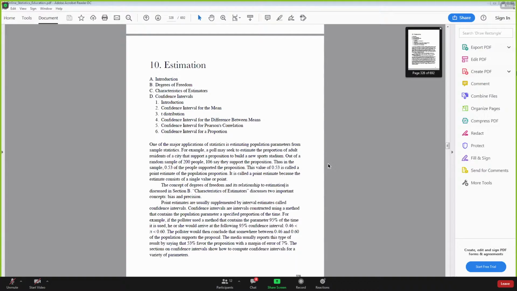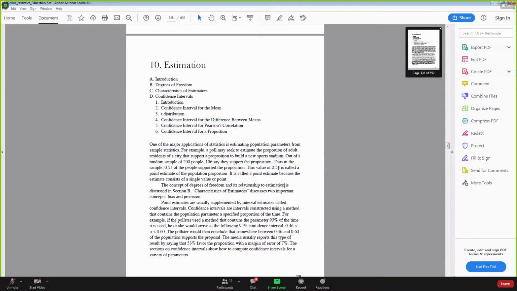As an alternative to that, you just ask 200 people, which of course takes much less time. Okay, so you ask 200 people, and 106 of them said that they support the building of the stadium. So therefore, you have your fraction of people who support this project, right?